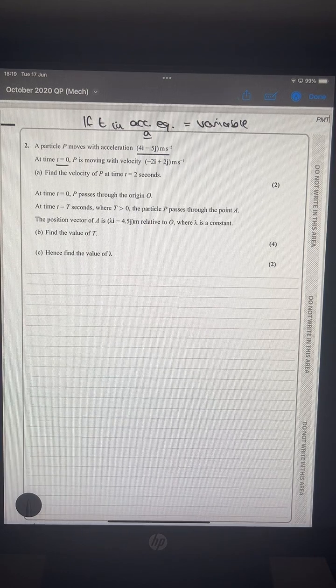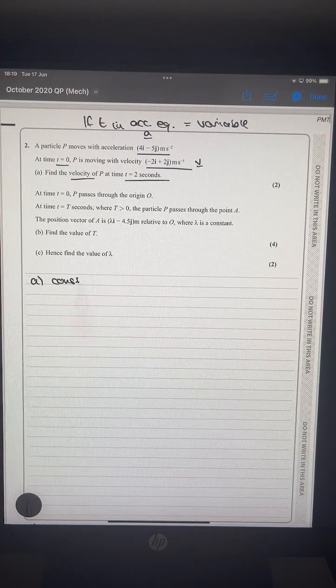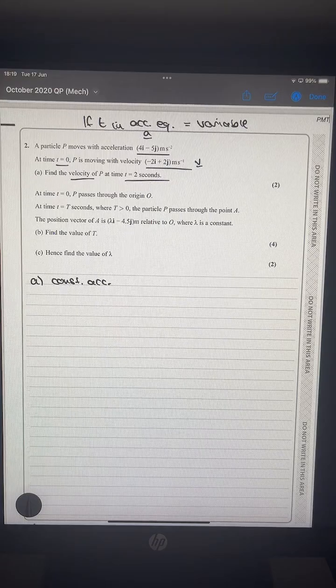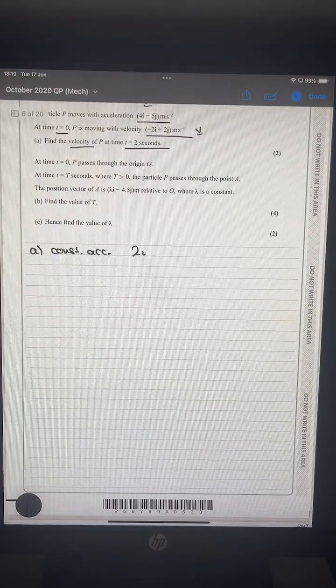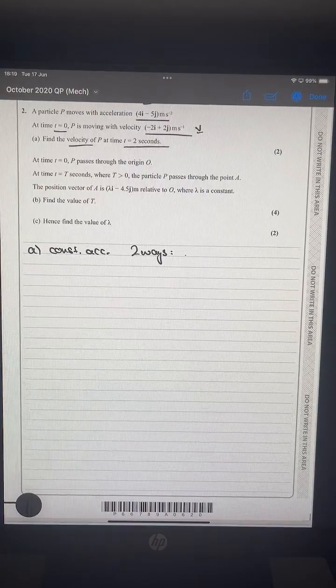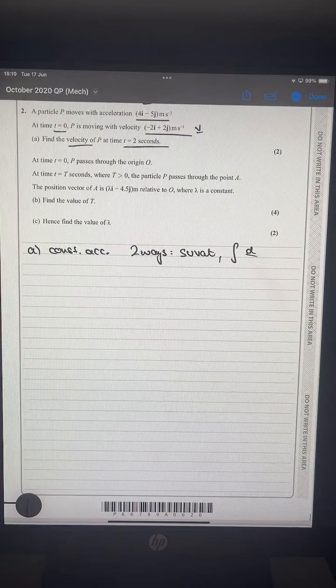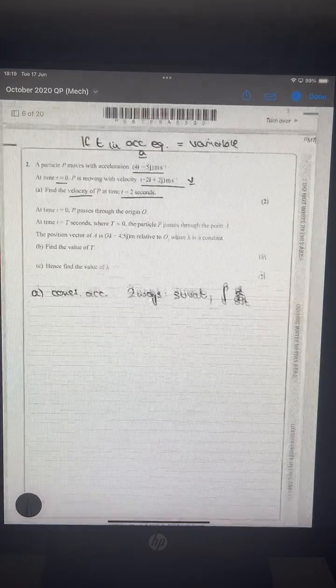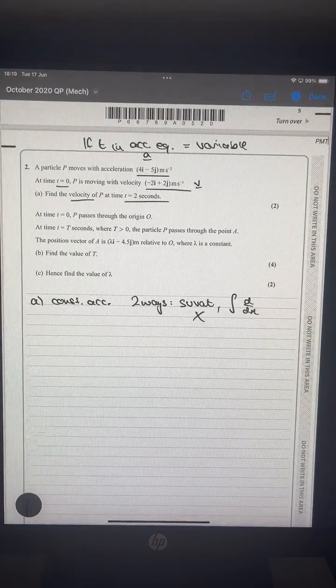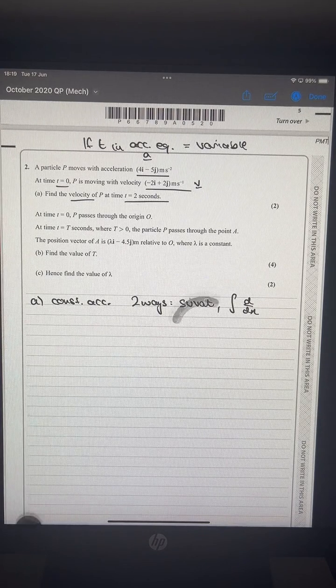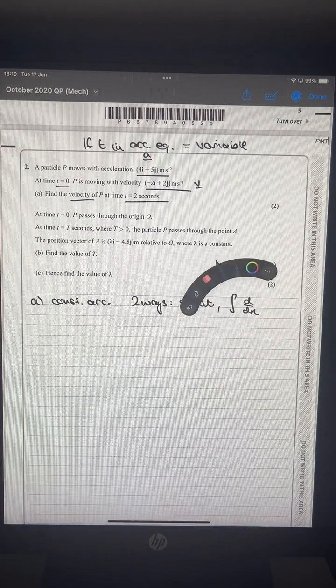At t equals 0, P is moving with a velocity of negative 2i plus 2j meters per second. Find the velocity of P at time t equals 2 seconds. So this is a constant acceleration question, which means there are two ways to do this. You could either do suvat, or you could integrate or differentiate. If you had a variable acceleration question, you cannot use suvat because a is changing. You have to use integration or differentiation, calculus.